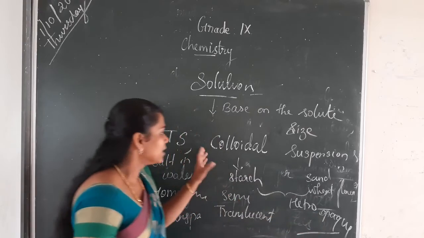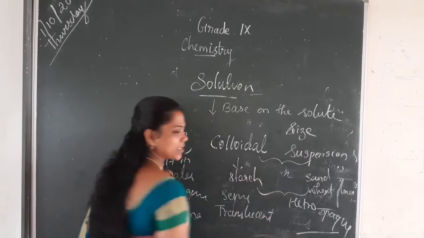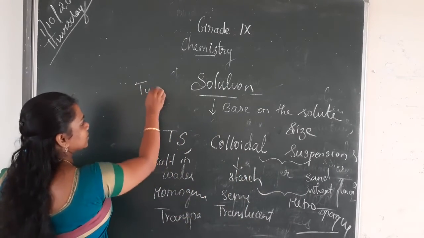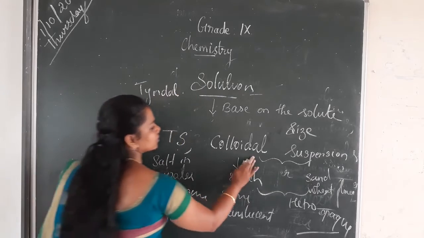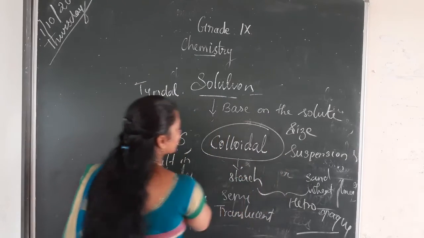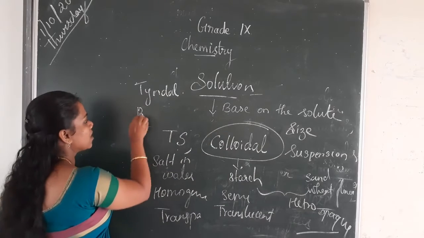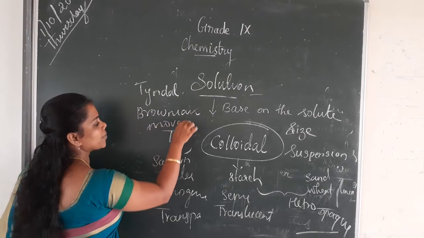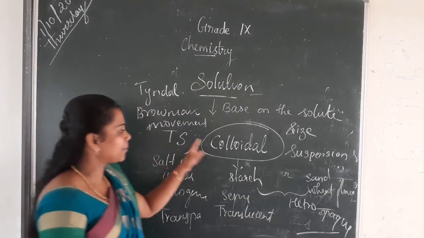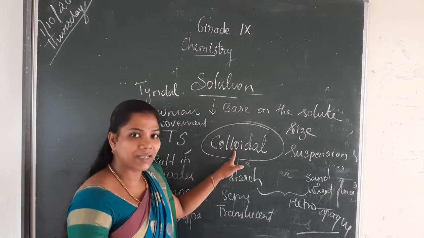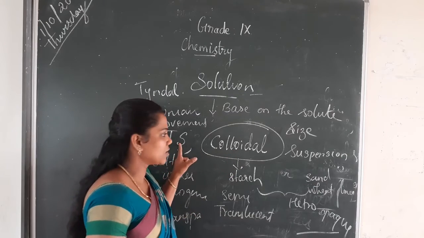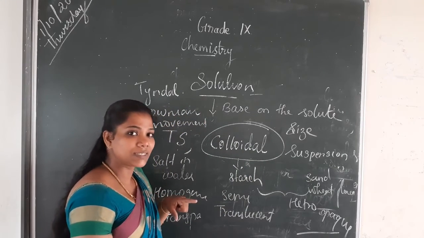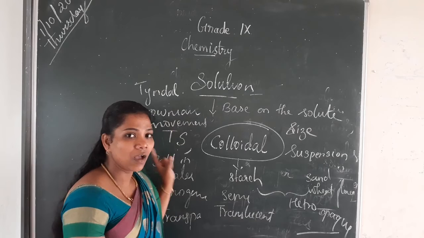And these two, what is that? Colloidal solution has two important properties: it exhibits the Tyndall effect, and it also shows Brownian movement. These two properties are applicable only to colloidal solutions, whereas the true solution and suspension will not show these two properties. In the next class we will see what the Tyndall effect and Brownian movement are.